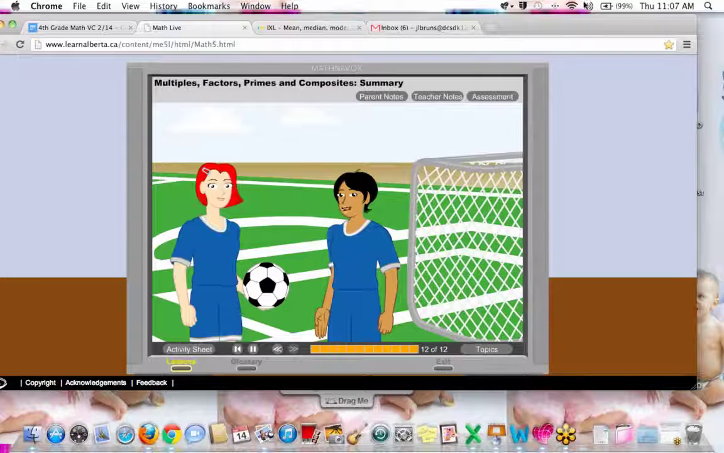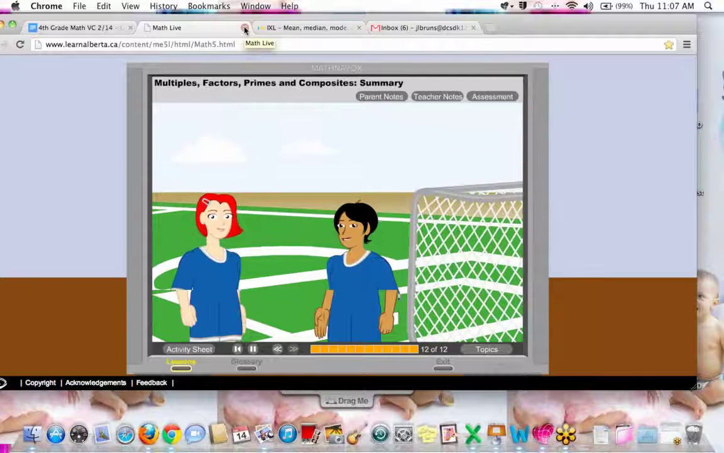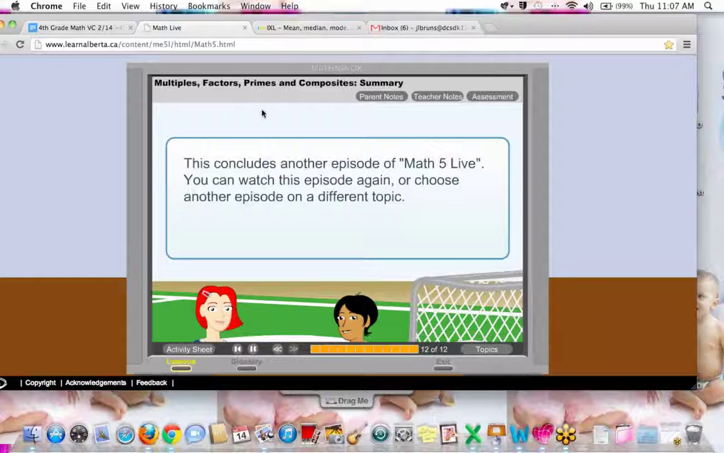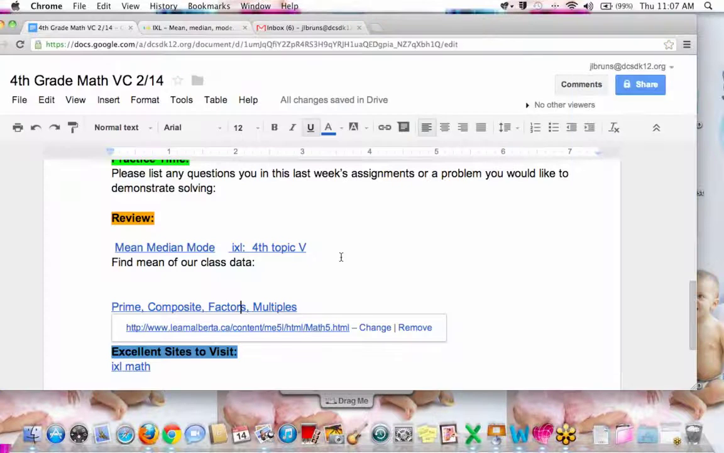We sure were able to figure out a lot of things using factors and multiples. We planned our soccer team meeting, our practices, and how often we get to go for ice cream. Yay. And we learned the difference between prime numbers and composite numbers too. Very good. All right. You can watch this episode again. No, we're not going to watch it again.